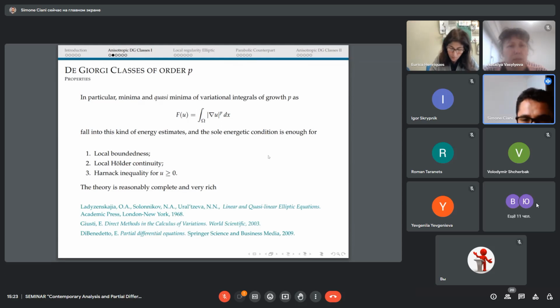So the theory about these p-Laplacian equations, in particular quasi-minima of functionals of growth p, is reasonably complete and very rich. For these, we refer to Ladyzhenskaya, Solonnikov, Uraltseva, and the books of Giusti and DiBenedetto. They came much, much after.